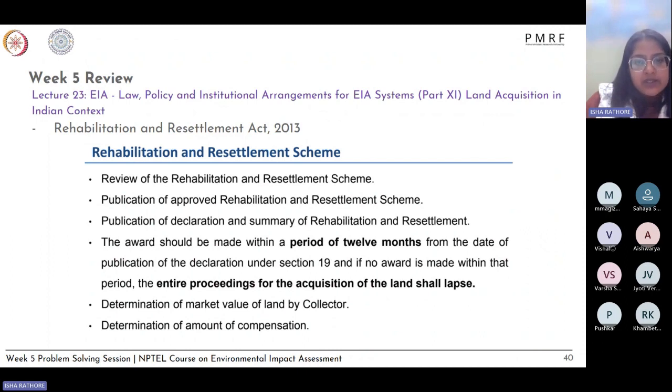The award shall be made within a period of 12 months from the date of publication of the declaration. And if no award is made within the period, the entire proceedings for the acquisition of the land shall lapse. So if this period of 12 months from the date of publication of the declaration is not met, then the entire land acquisition process will basically be for nothing. And if they want to acquire it again, they have to go through this entire process again.